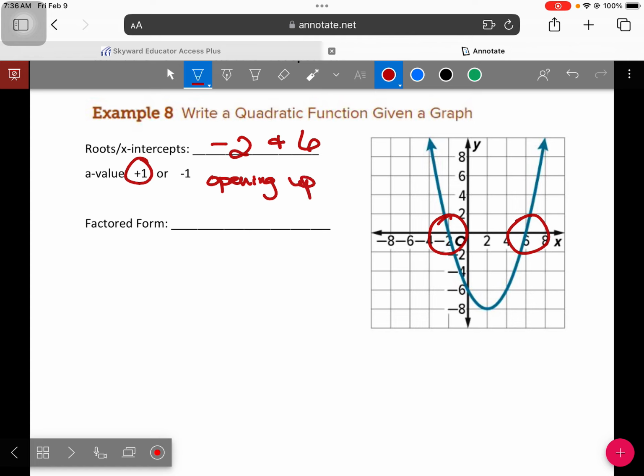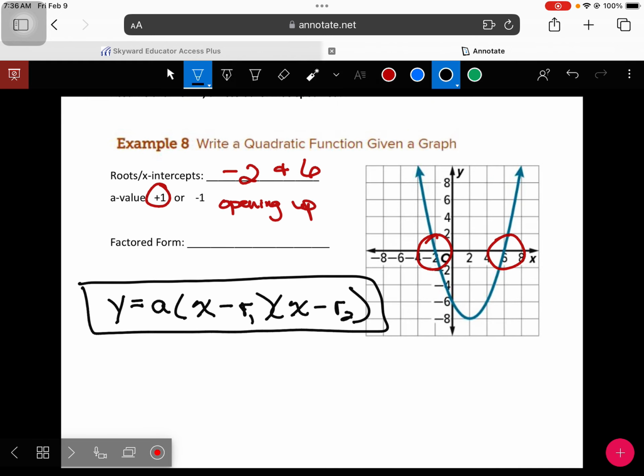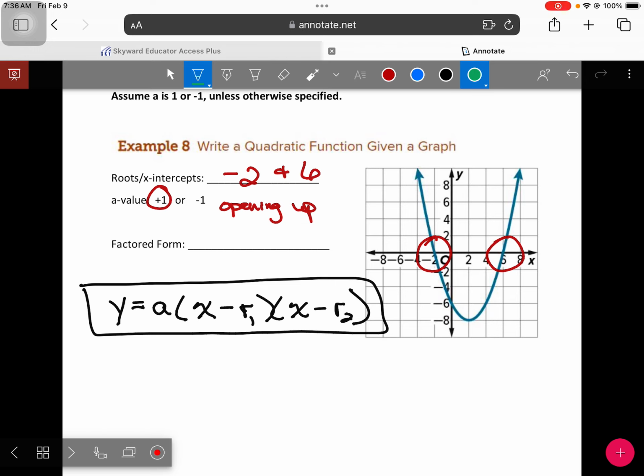Okay, opening up. All right, so here we go with factored form. Let me give you the general formula first. Okay, and then let's see if you can get it. Y is equal to whatever the a value is times x minus root 1 times x minus root 2. That is the generic factored form. Okay? So now let's see if we can do this equation in factored form.